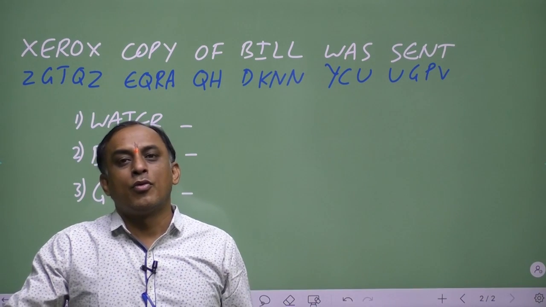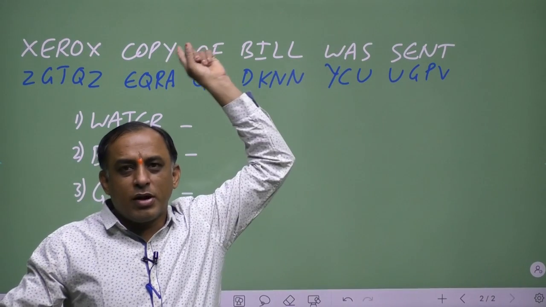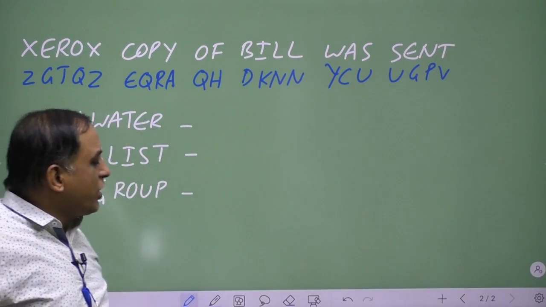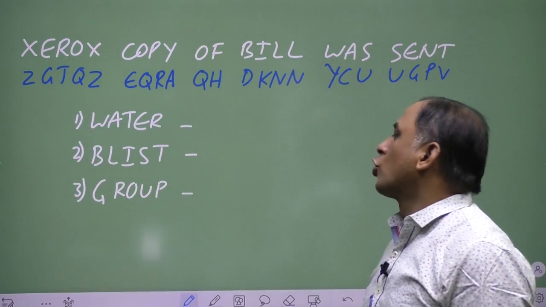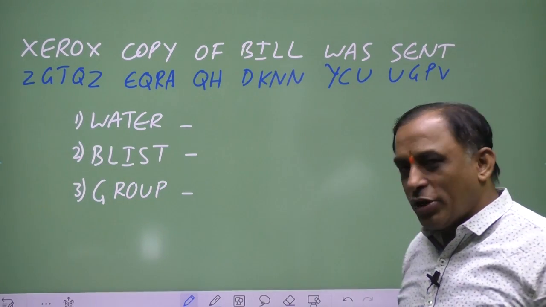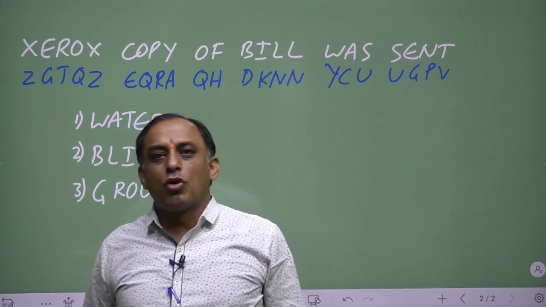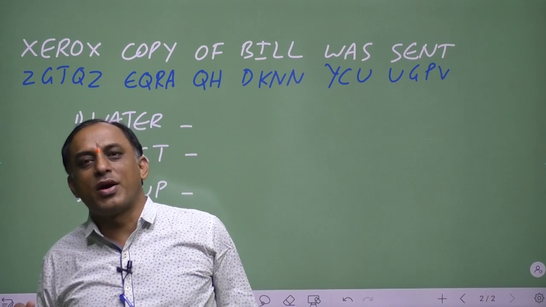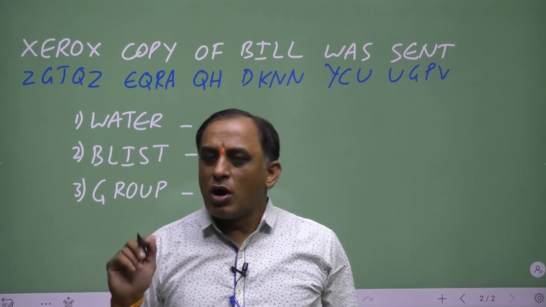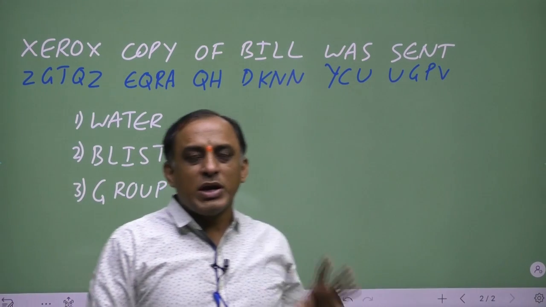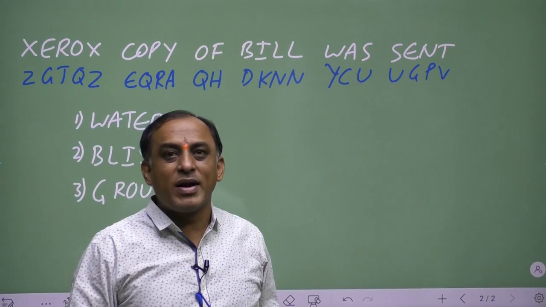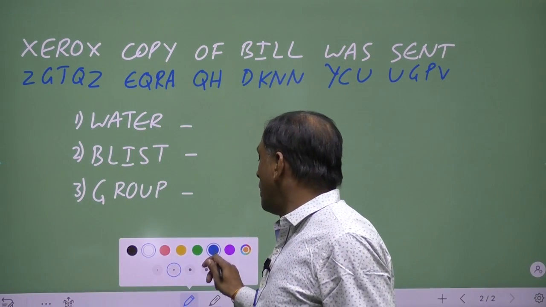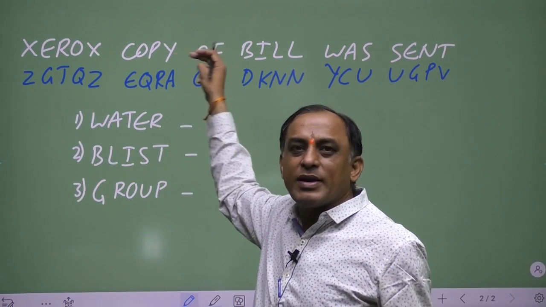See here, one English sentence, that is one big sentence. Xerox copy of bill was sent is coded as ZE TQZ EQRA QH DKNN YCU UGPV. Then how will you code water, bleached and group? Now one by one, first take the first word, water. How will you code water? In water, total 5 letters are there, W-A-T-E-R. All these 5 letters are covered in the given English sentence.